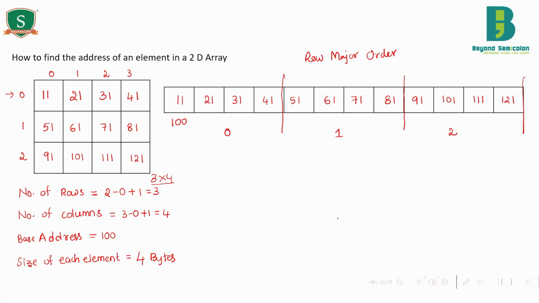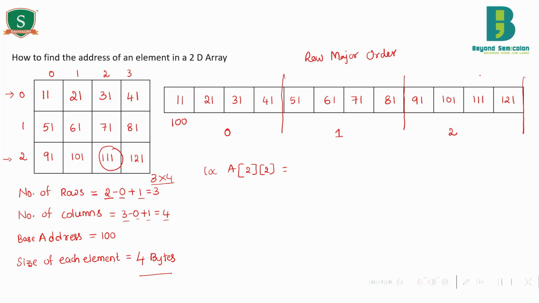Now, how do we find the total number of rows and the total number of columns? Last index minus starting index: 2 minus 0 plus 1 is equal to 3 rows. Number of columns: 3 minus 0 plus 1 is equal to 4. The base address is 100. Size of each element is 4 bytes. Let us consider you want to find the location, or the address, of the element 111. So 111 has index 2, 2. First, let us solve the problem and derive the formula from there.